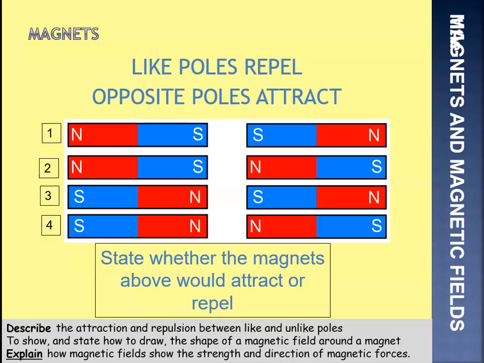So, quick check on the board. There are 4 magnets placed in an order there. Pause the video and state for 1, 2, 3 and 4 whether the magnets would attract or repel.